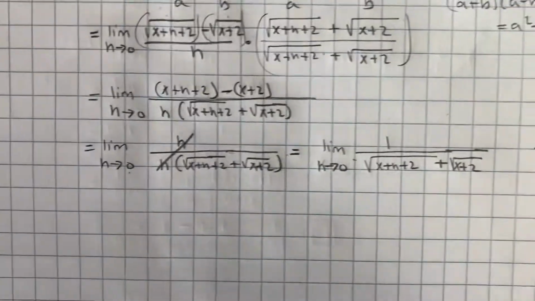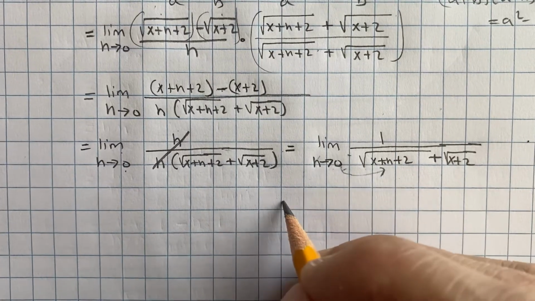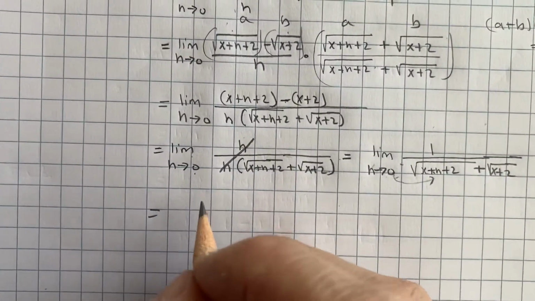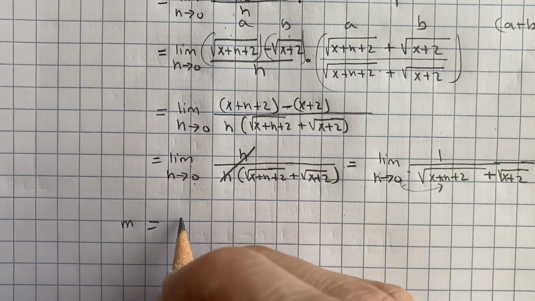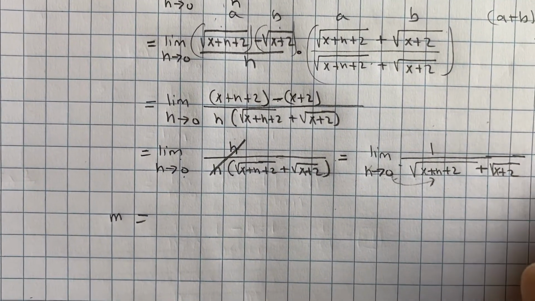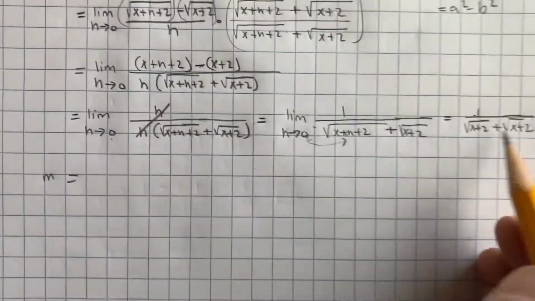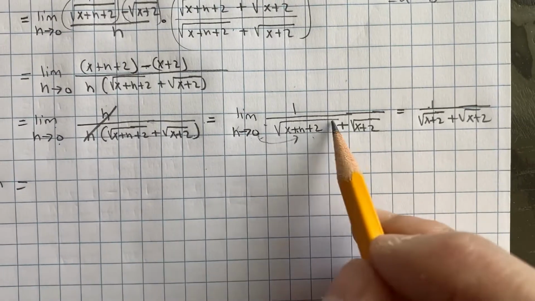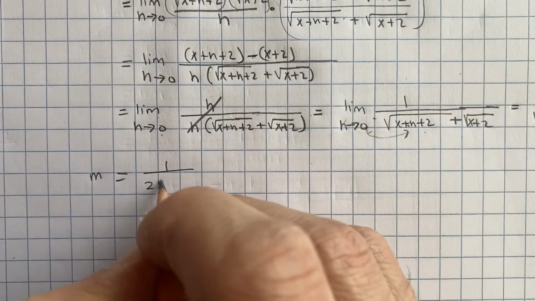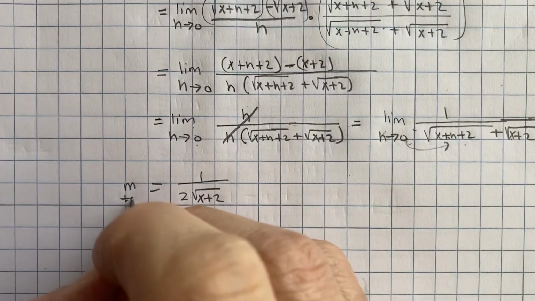Now if you substitute 0, you're just going to get root x plus 2 plus root x plus 2. And so my final answer for the slope of the tangent line is 1 over, I'll do the plugging in right here so you can see, root x plus 2 plus root x plus 2. If I add these two together, the slope is 1 over 2 square root of x plus 2. Just a couple things. This is the slope of the tangent line of this particular function.